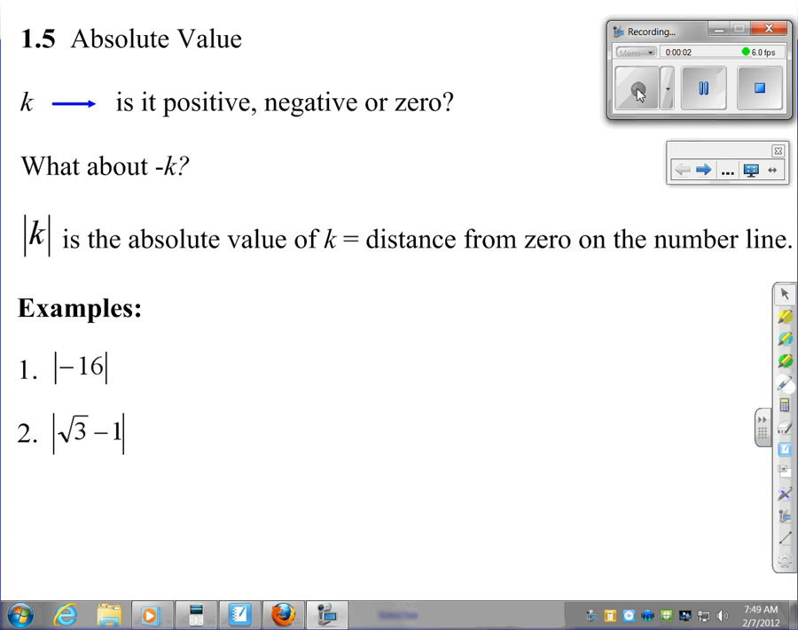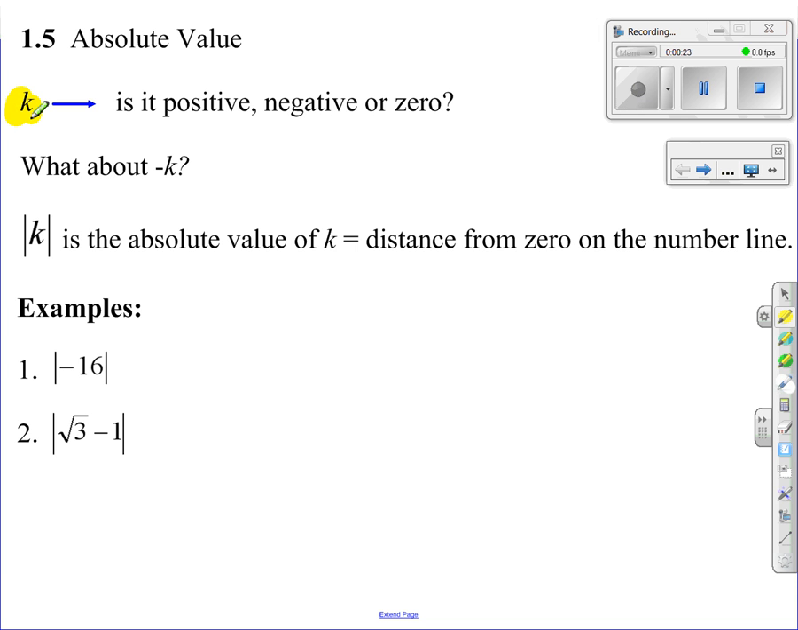In section 5.1.5, we're going to be looking at our first foray into absolute value, and it is something that comes up over and over again throughout the course. So we're going to take it into three parts, I think. And the first part is just based on the idea of, well, if it's a variable, how do we know if it's positive or negative or zero? And the answer is we don't know.